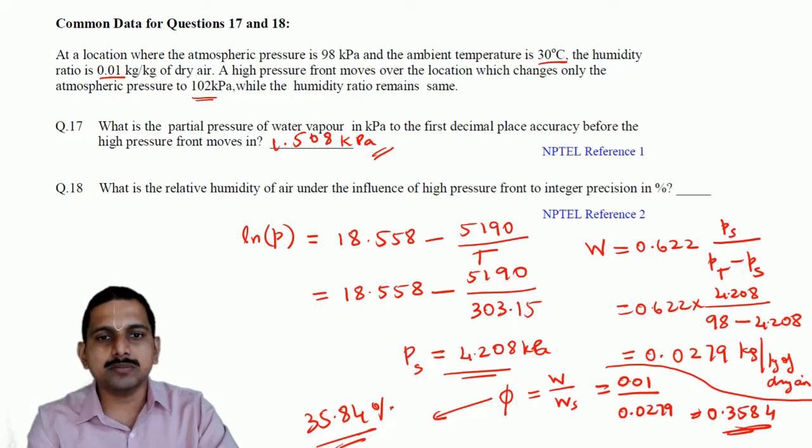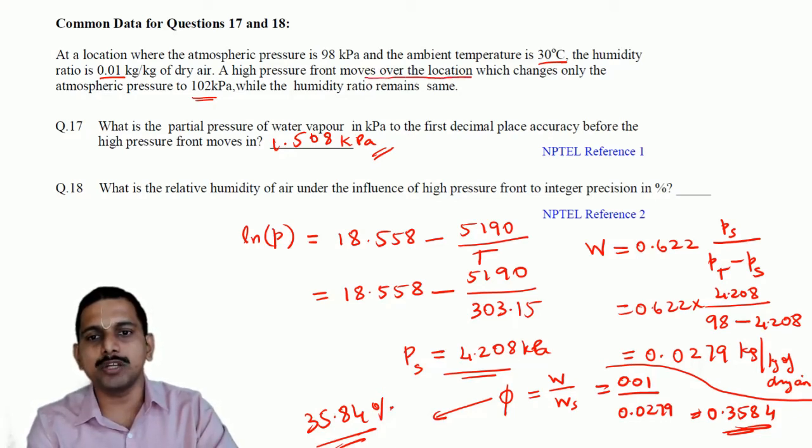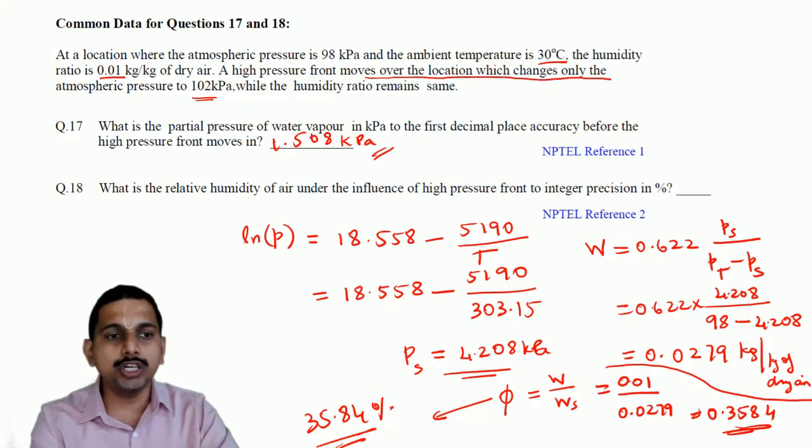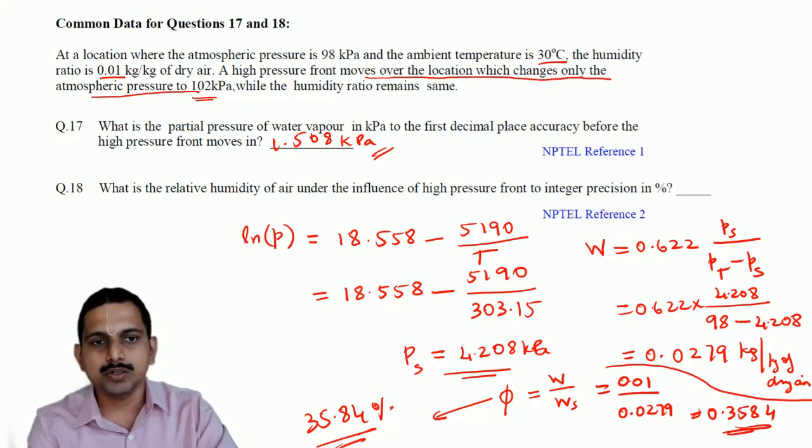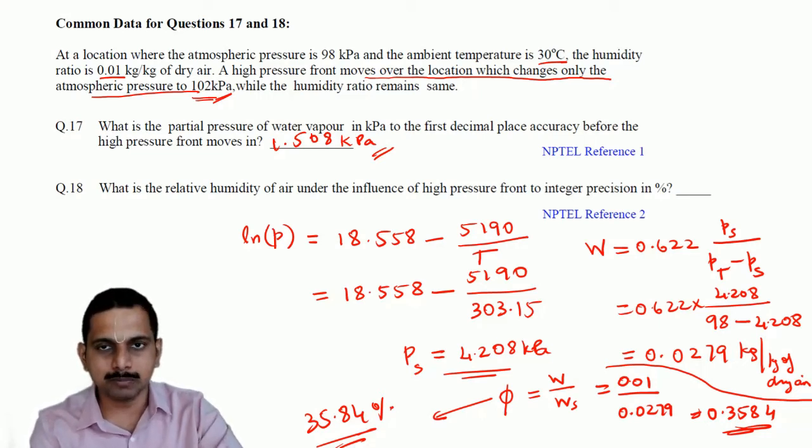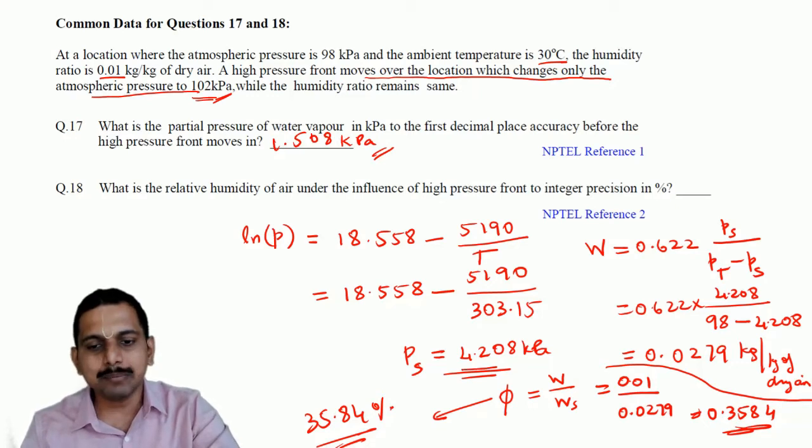Here one of the things has been given. When a high pressure front moves over the location, it changes only the atmospheric pressure. So it has said only the atmospheric pressure changes. That means temperature does not change, so we can assume it as isothermal. When we assume it as isothermal, then the partial pressure of water vapor at saturation remains the same, 4.208.